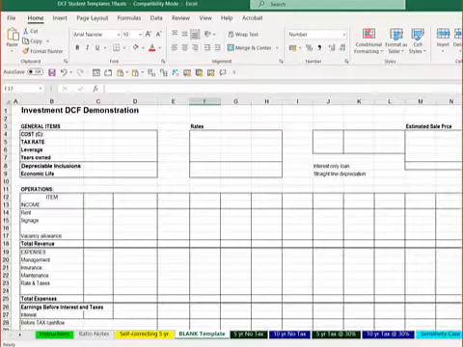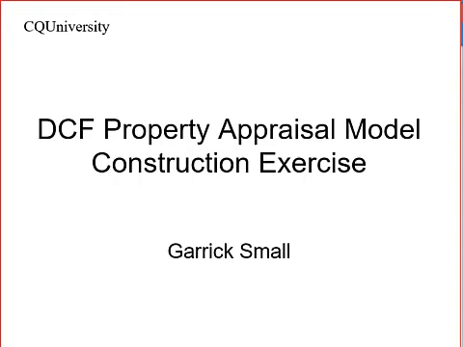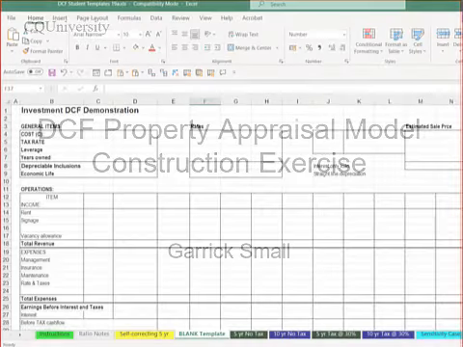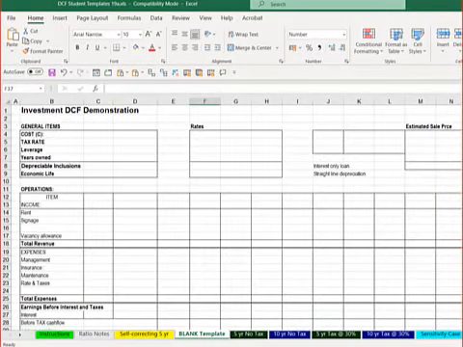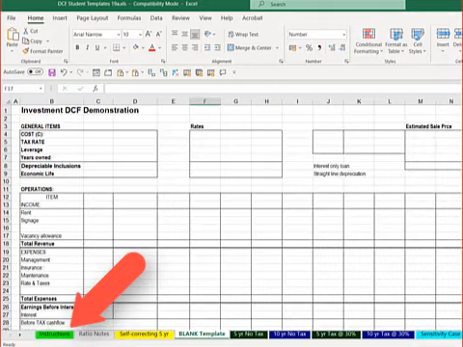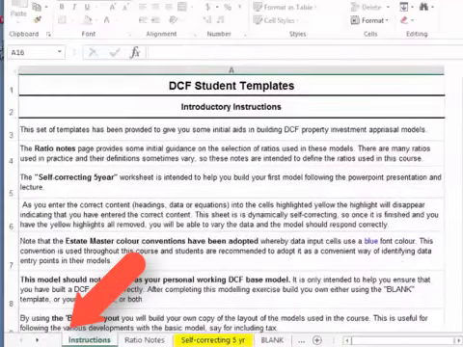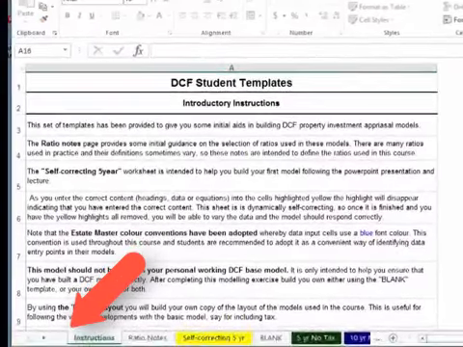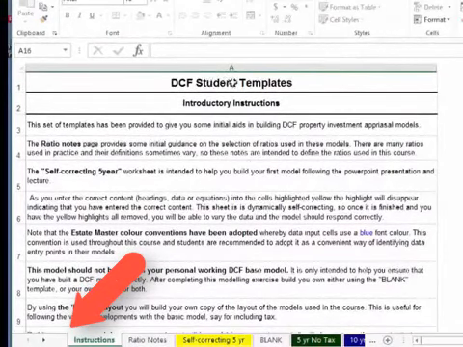The two files we need are the DCF student template spreadsheet and also its associated PowerPoint presentation, which is there. And we'll open both of those up. The student DCF template has a number of sheets in it, and that basically works through from some background introductory material, some theory if you like. Here we have the first page, which is the introductory instructions.